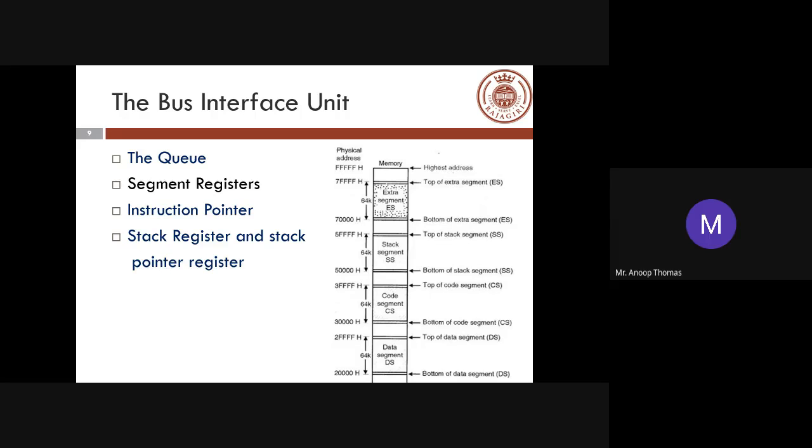So extra segment 7000H to 7FFH. Similarly, 5 to 5FF, 3 to 3FF will have different values. So each will have a maximum, a bottom and a top value which is associated with that particular segment. So that is being mentioned here. So this is the physical address, this is the memory, this is the highest address. So inside your particular memory, this is how it is divided into different segments.